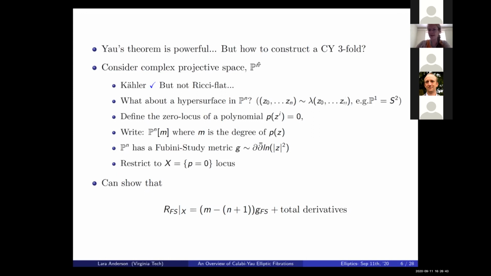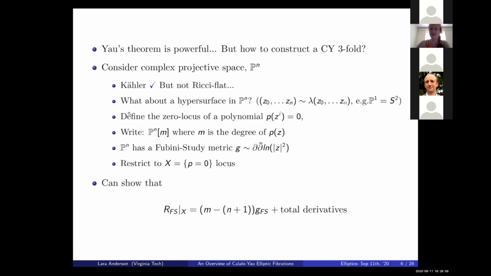Complex projective space is sometimes written CPN. I'm going to drop the C and just write it as PN for the purposes of this talk. Complex is implied. This thing is Kähler, but not, of course, Ricci flat. It has positive curvature. So what can one do with that?